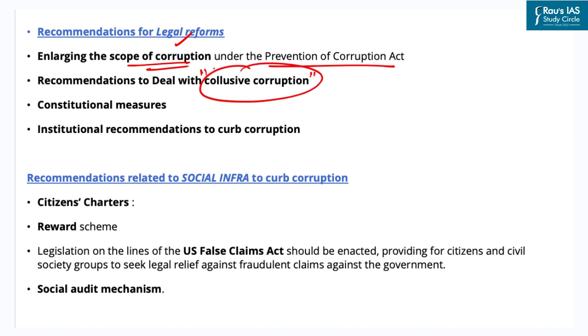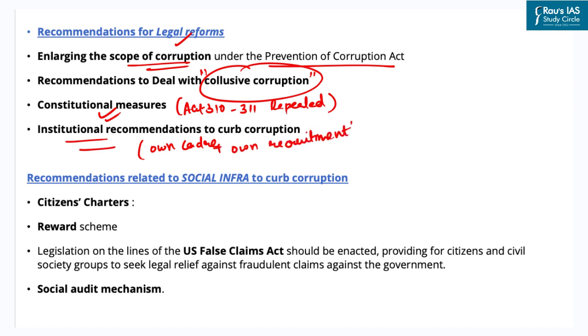It has recommended that an offense be classified as collusive if the outcome or the intended outcome of the transaction leads to loss to the state or public interest. The Second ARC also recommended some changes in the constitution which are listed as constitutional measures, and recommended Article 310 and 311 to be repealed. And at last, it also made institutional recommendations which include guidelines like Lokayukta at all three levels of the government, and apart from that, presence of own cadre and own recruitment and training facilities for them.